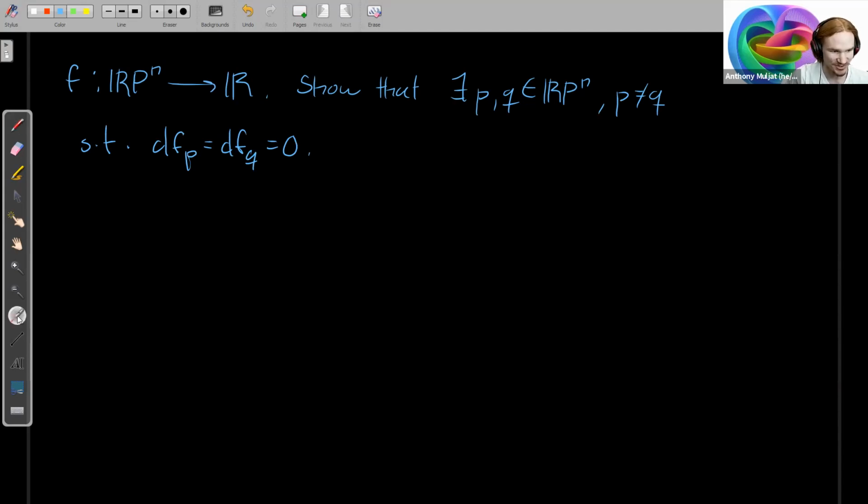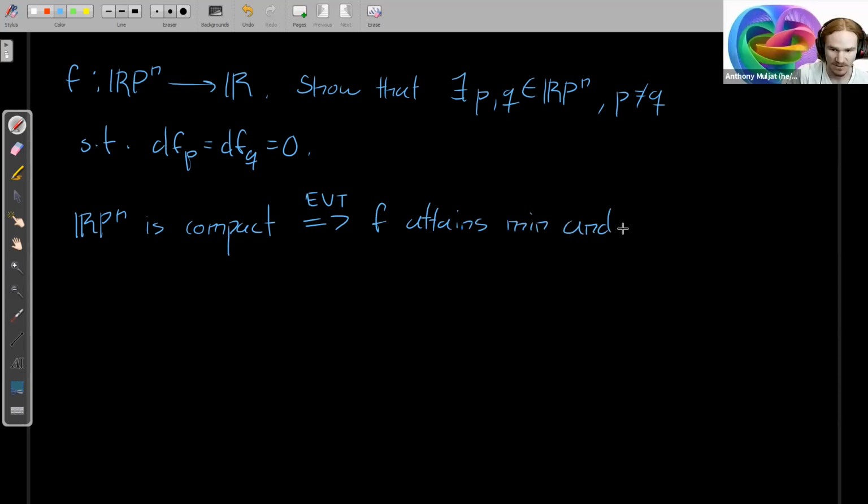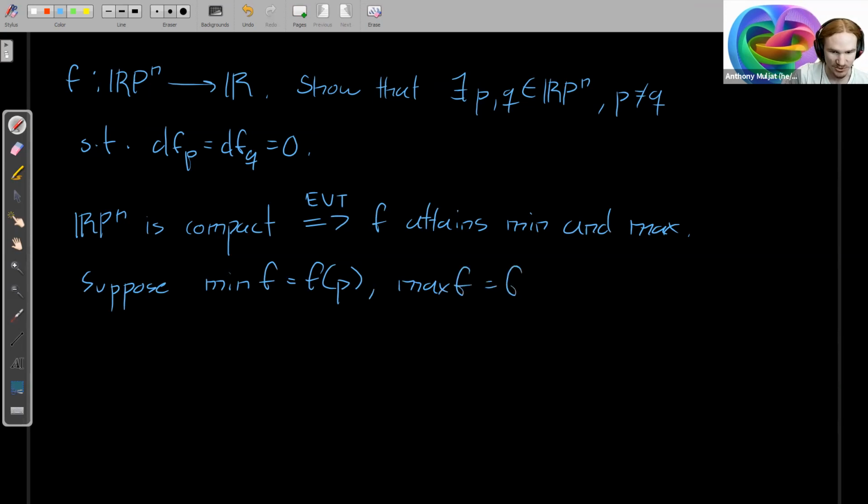So the trick here, I guess, is to note the fact that RPn is compact. So we can apply the extreme value theorem. RPn is compact, so F attains a minimum and a maximum. Suppose the minimum of F is F of P, and the max is F of Q. In particular, at the minimum and maximum, the partials of the coordinate representation will be 0. So the matrix of the differential will be 0, hence the differential is 0.